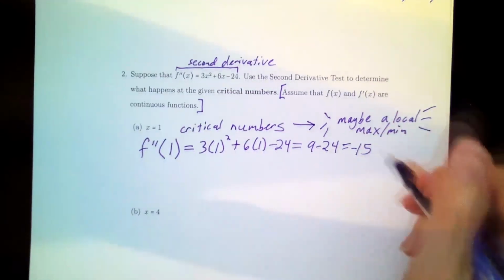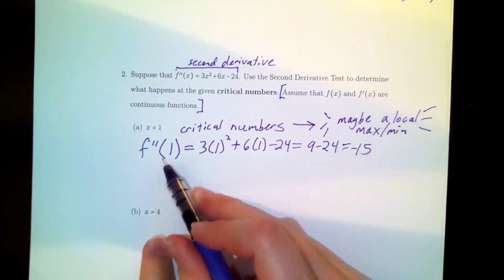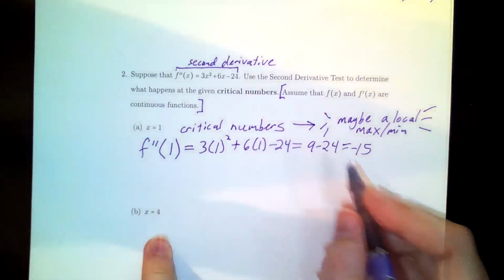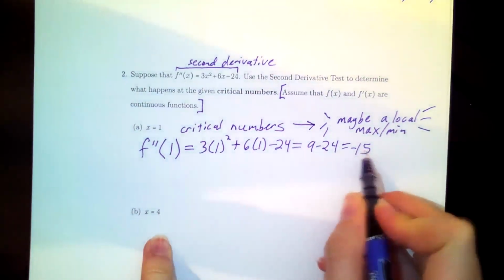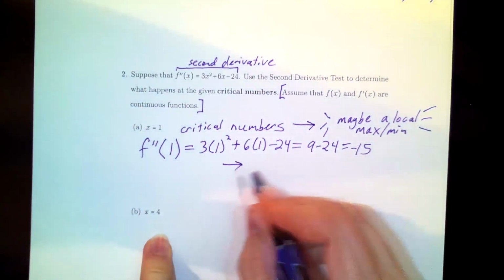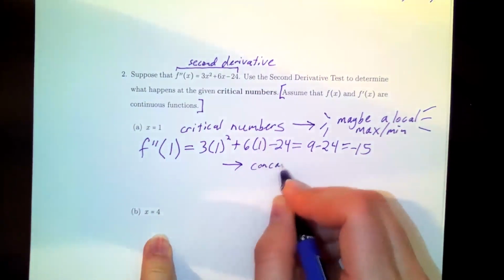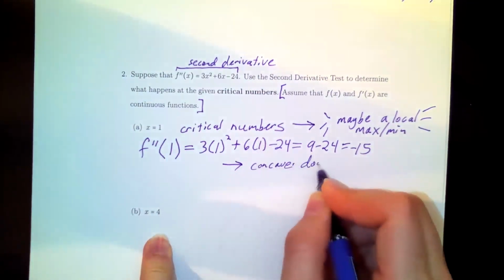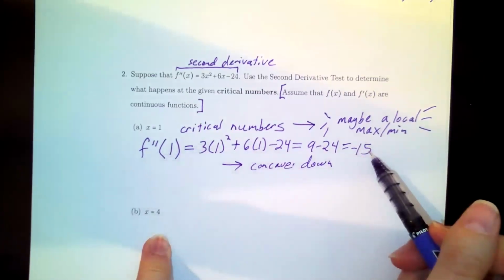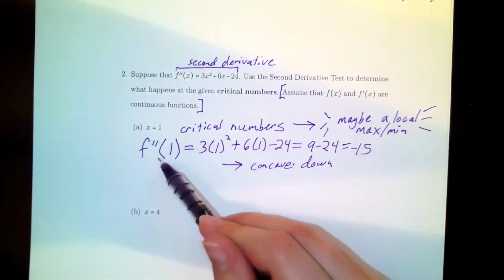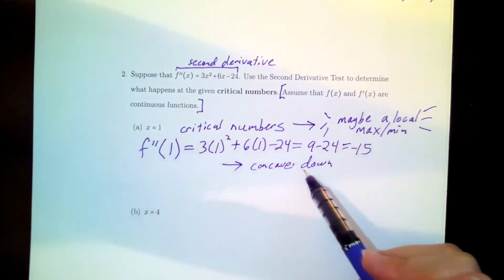So we should draw some conclusions from this. If I get a negative number from the second derivative, what does that mean about the shape of the curve? If I have a negative number from the second derivative, that implies that my function is concave down. Remember, all we're doing is using the second derivative to tell me the shape. So if I get a negative number, we say it's concave down, and therefore the second derivative has served its purpose. It's told me that the graph is concave down.